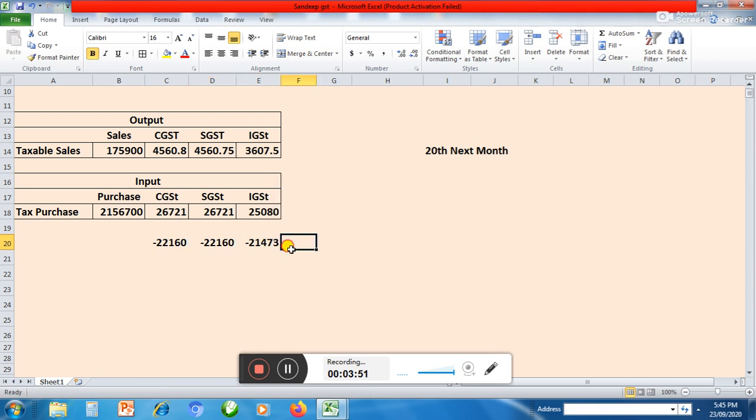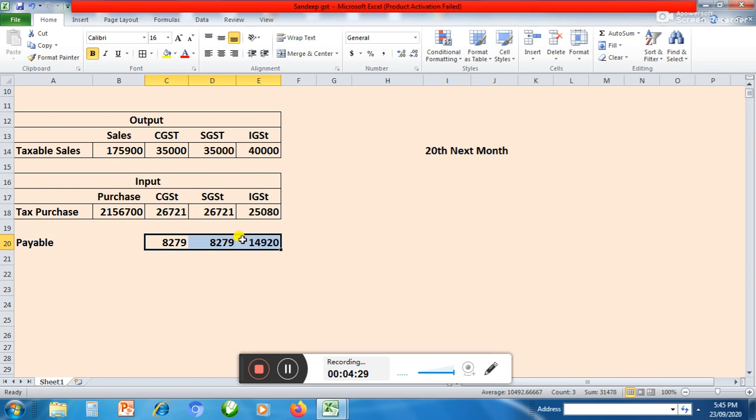Now I'll just make the changes here and explain. Assume that this is more now. Say assume that this is 35,000 and this is say 40,000. At that time you can see here this becomes a positive sign. This is payable. This GST we have to pay to the government. Clear? If everything comes negative, you don't have to pay the tax to the government. If everything comes positive, you have to pay the tax to the government.